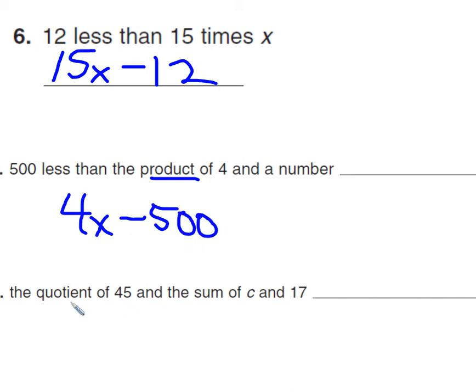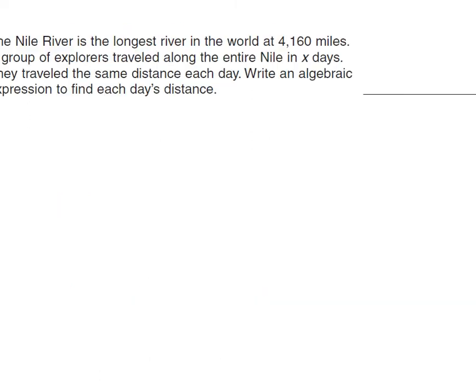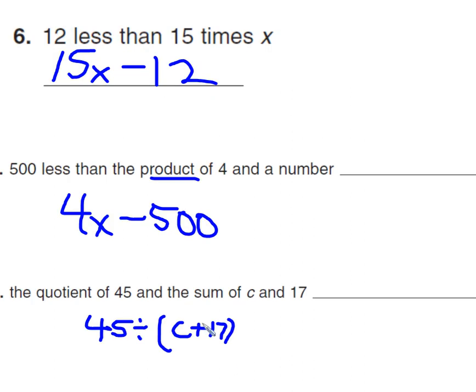Then we have a quotient of 45. So we write 45 divided by the sum of c and 17. So it's that c, the sum, addition, c plus 17. All right, let's move on here. I'll give you a chance to take a look at that before we move on. So 6, 10, and 13 anyway. You can kind of see if you're on the right track.